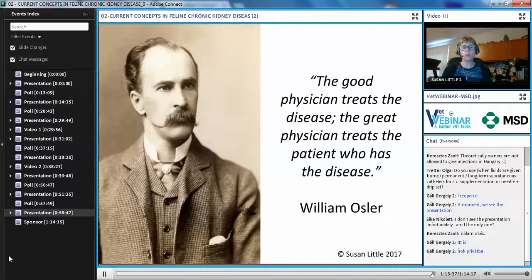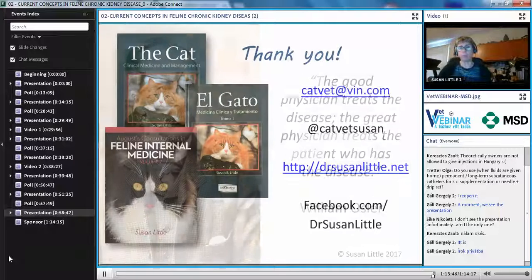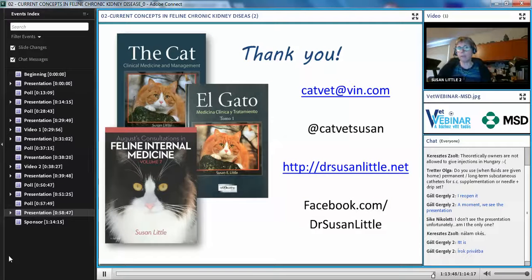So we always want to make sure that we maintain that human-animal bond, that we answer owner concerns, that we make sure that they are able to deal with the treatment and the monitoring plan that we've outlined, and we might have to adapt it to meet the needs of the owner and the patient.